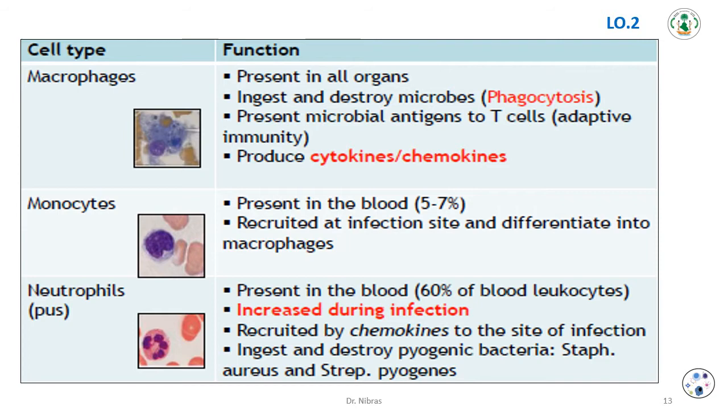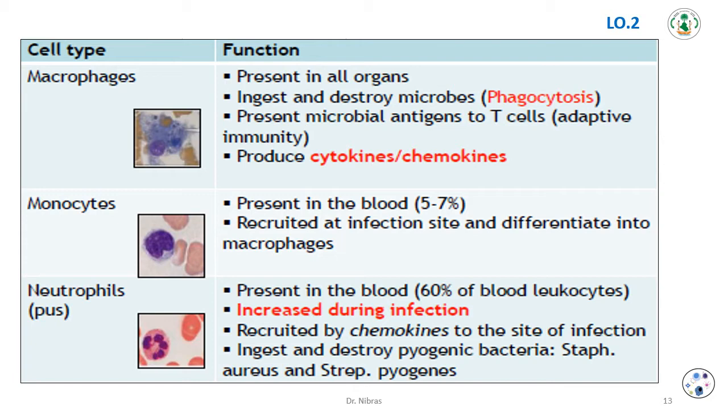Here are some types of cells, such as macrophages, which are present in all tissues and organs, ingest and destroy microbes in the process of phagocytosis, present microbial antigen to T cells in the adaptive immune response, and produce cytokines and chemokines.